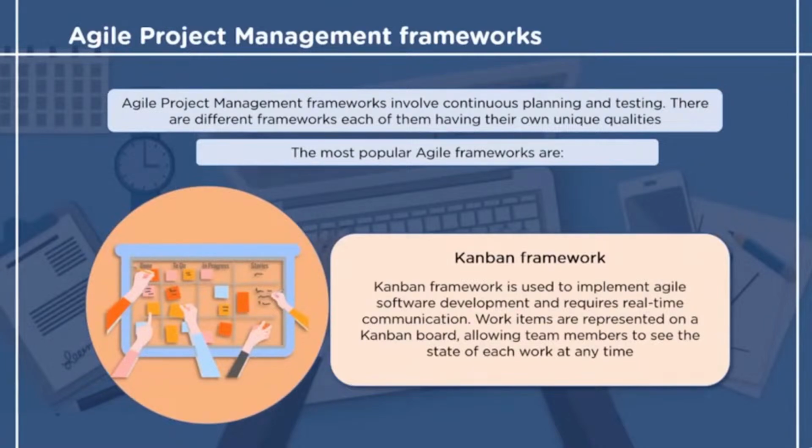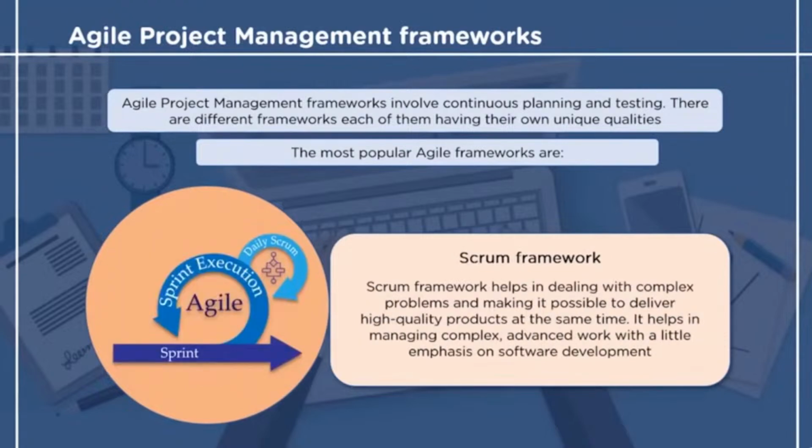In the case of Kanban framework, work items are represented on the Kanban board, which helps all the team members to see the state of every piece of work at any time. Kanban board not only helps in visualizing the work, but also optimizing the workflow among the team. The next framework we will discuss today is the Scrum framework.